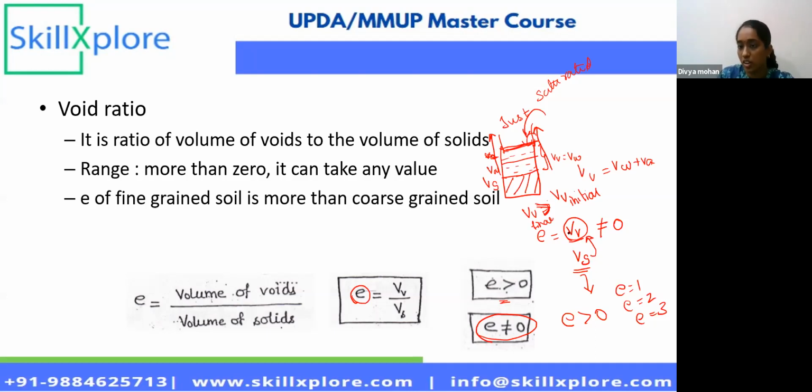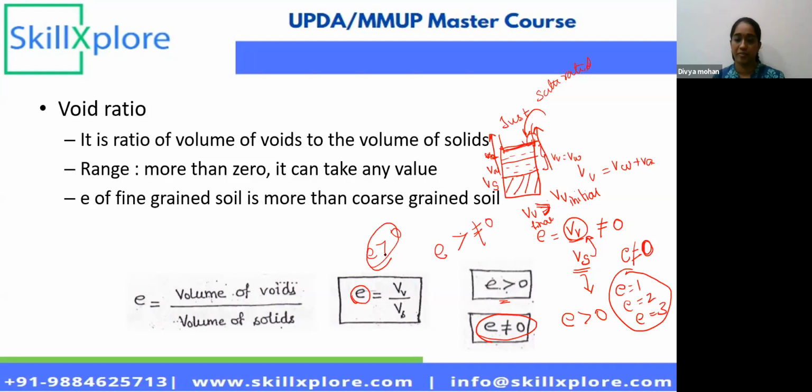Vv is not a constant parameter. It can range to any value. Even when the soil gets loosened, this value may change. So e can take any value, but e will not take only 0. Other than 0, it will take any value. So the range of e is simply greater than 0, and it will not be equal to 0. We can easily say that e is greater than 0. This notation has greater meaning in it.